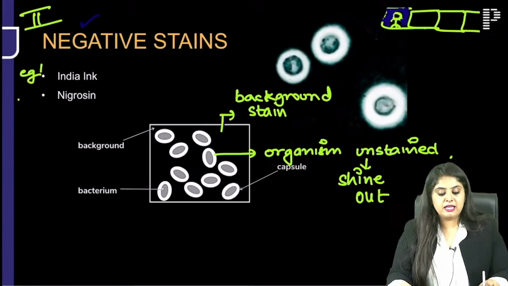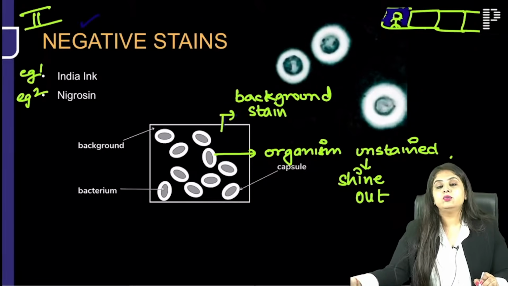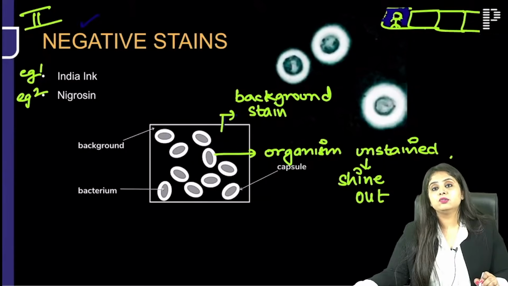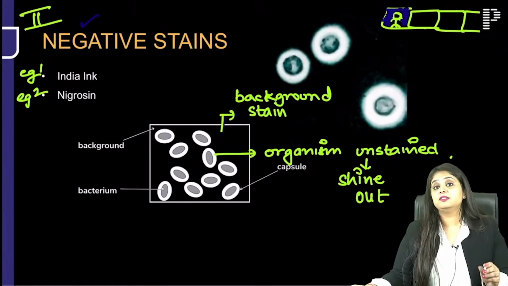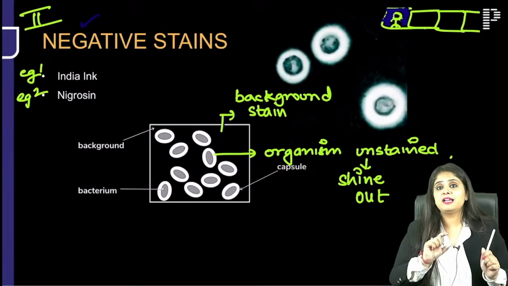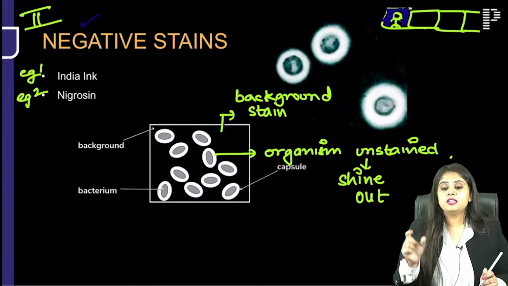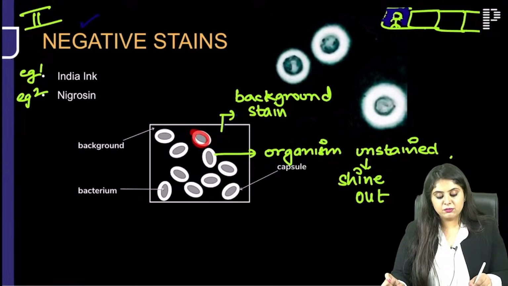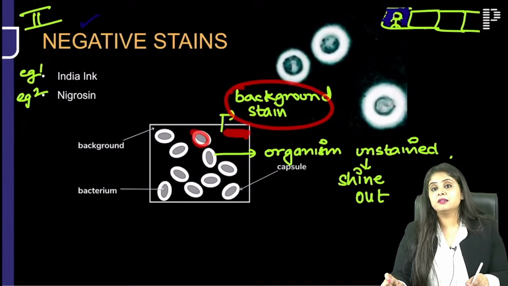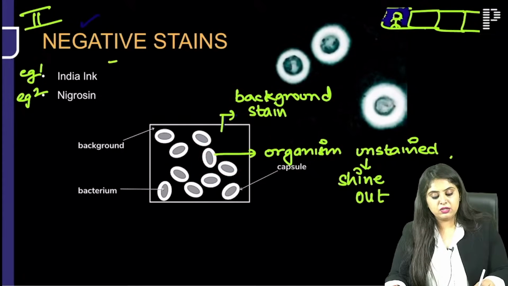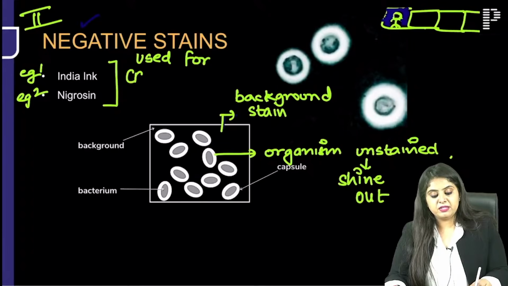Examples are India ink and nigrosin. So India ink and nigrosin are the negative stains. What do they stain? They come as fill in the blanks. I ask you: negative stain is going to stain what? The organism or the background? Negative stain will stain the background. The organism will not get the stain, and this is particularly used for one fungus, and that is going to be Cryptococcus.